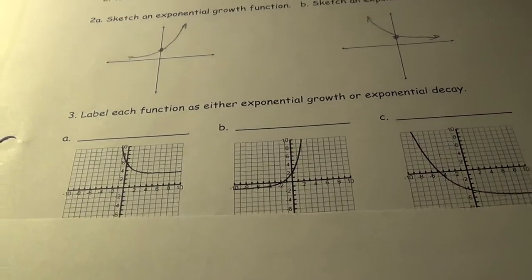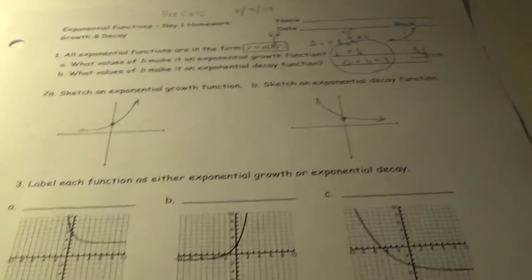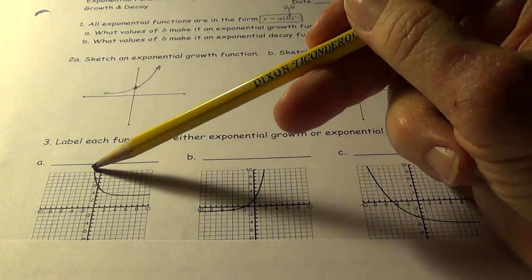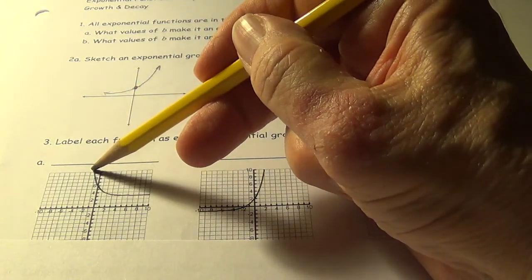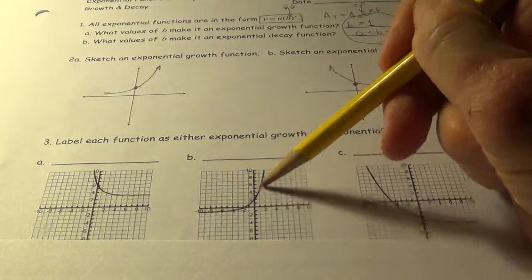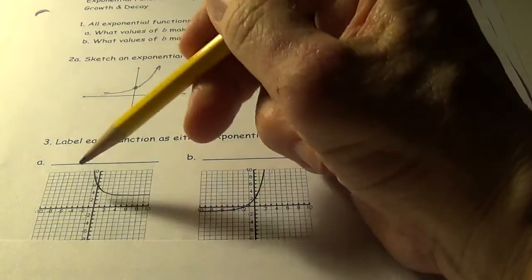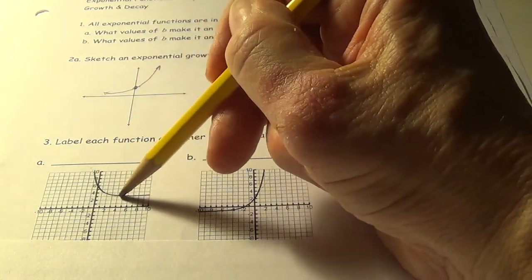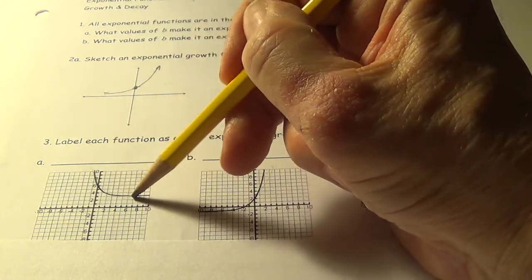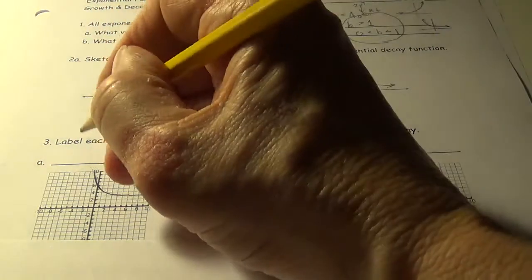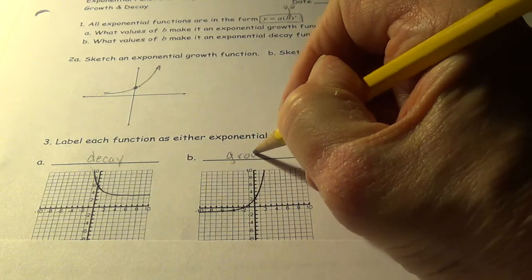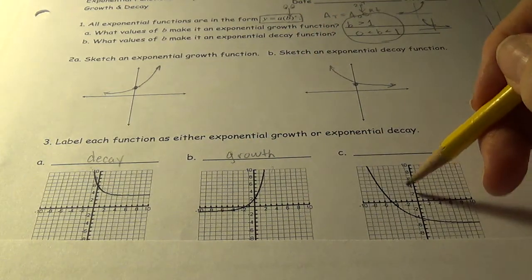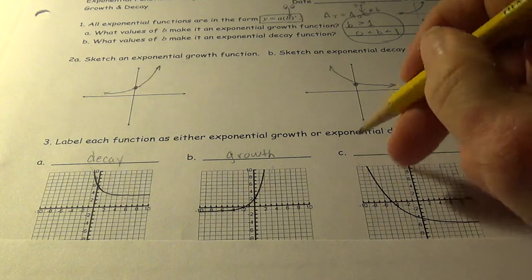Looking at these pictures, indicate for yourself, is this exponential decay? We're always going to look at it like we're reading a sentence from left to right. This one is starting high and ending low. High on the left, low on the right. So this is exponential decay. This one starts low on the left, high on the right, exponential growth. And this one, high, low, decay.